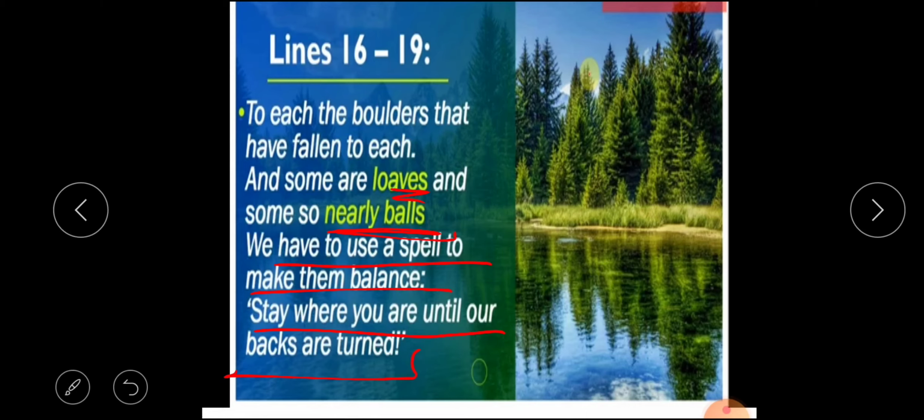So that's why the poet is introducing two words here, loaves and balls, right? He is doing a comparison of the boulders with loaves and balls. Further, one more literary device he has used here is that the stones could be yelled at. So he is actually personifying the stones, right? So this is what he has written in these lines.